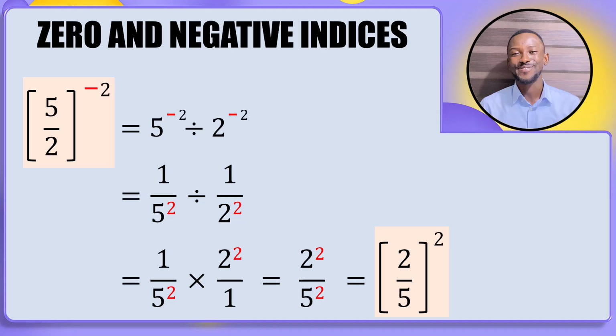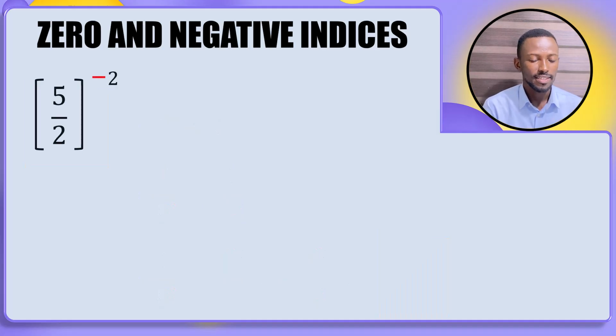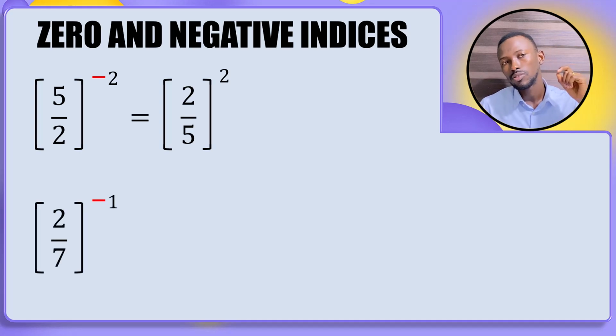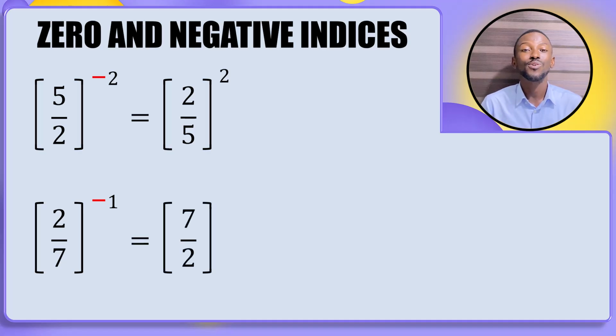This is not rocket science, we just need to know it. You see, we went through all this process just to land here. So if you have a fraction with a negative exponent, just remove the negative and reciprocate the number inside. So 5 over 2 in bracket exponent negative 2 is the same as 2 over 5 in bracket exponent 2. And then 2 on 7 exponent negative 1 is the same as 7 on 2. Finish. Exponent positive 1, but we do not write the positive 1.